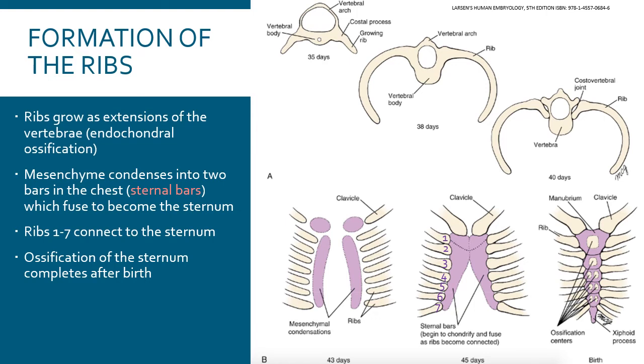Although the ossification of the sternum, so the conversion of the sternum completely into bone from cartilage, doesn't complete until after birth. The first 7 ribs in your body will connect to your breastbone, assuming normal development, and the others do not.